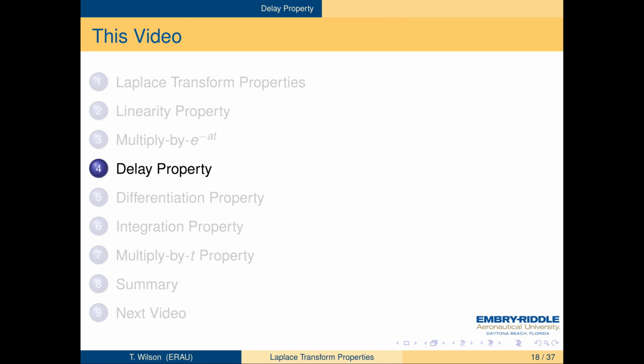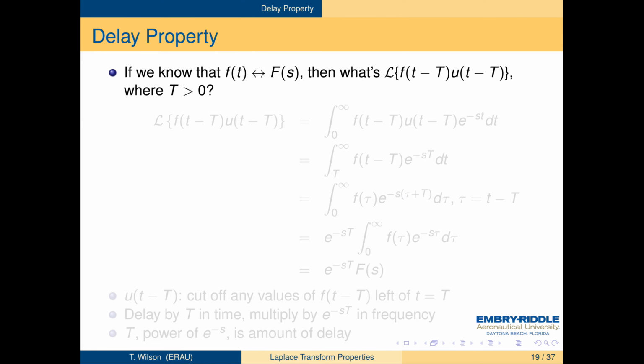Delay property. Another useful property is the delay property, sometimes called the time domain translation property. If we know the Laplace transform of f of t, the delay property lets us find the Laplace transform of f of t minus cap T times u of t minus cap T, where cap T is greater than 0. Plugging into the Laplace integral, we realize that the integrand is 0 between 0 and cap T, and is f of t minus cap T for little t greater than or equal to cap T, because of the u of t minus cap T term.